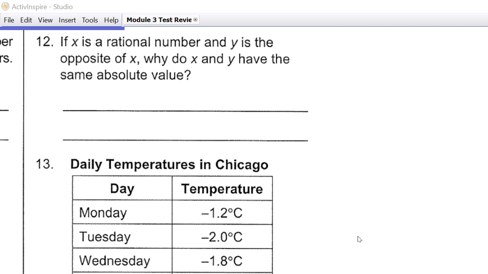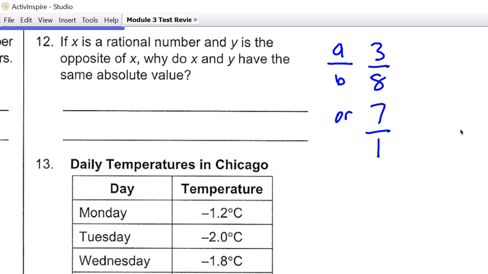We are going to stay on the top of the page and work on number 12 now. 12 reads, if x is a rational number and y is the opposite of x, why do x and y have the same absolute value? Well, a couple things we got to think about here is what a rational number is. We just reviewed what that is on number 8. A rational number is anything that can be written in the form a over b. Believe it or not, that could actually be a whole number. It could be a negative number. Examples of rational numbers include something like 3 over 8 or 7 wholes, which is 7 over 1. They could even be negative.